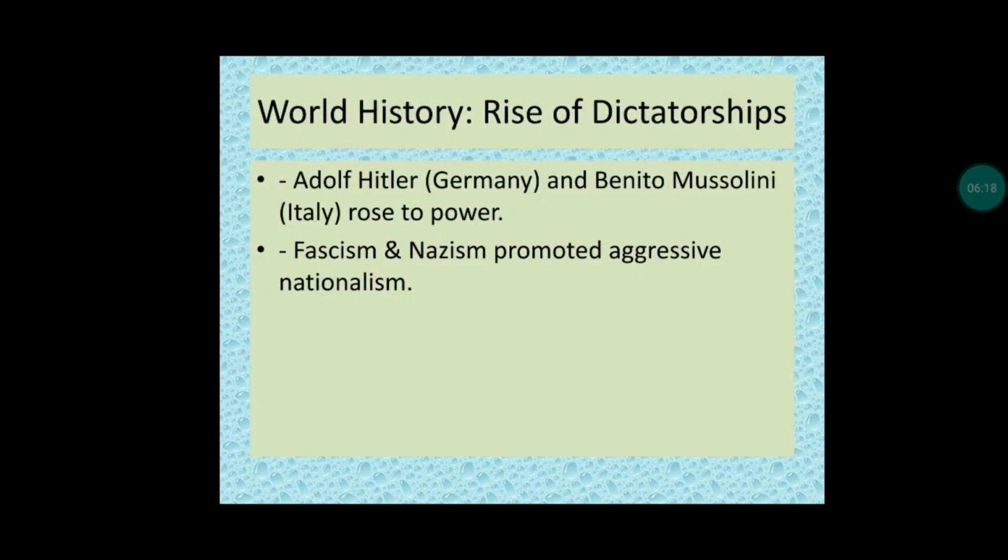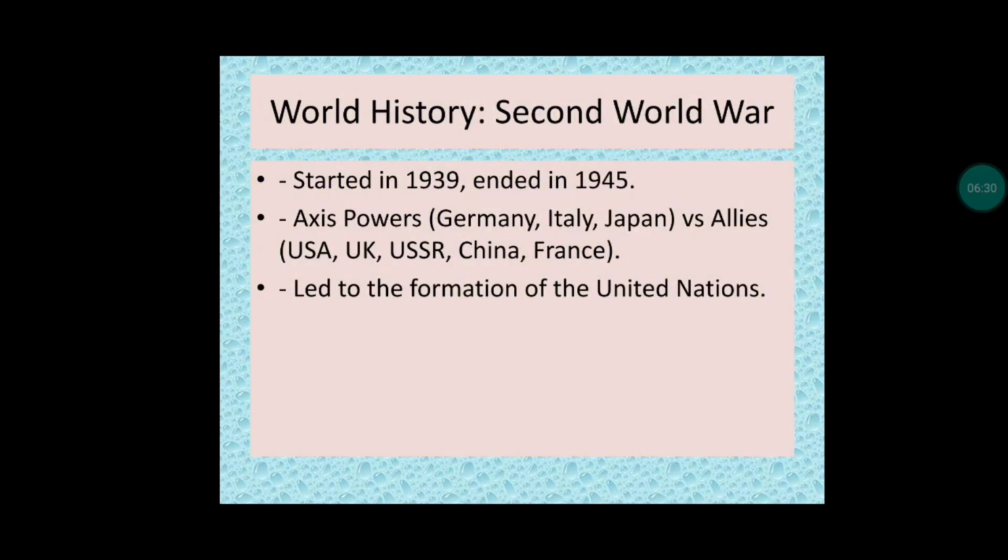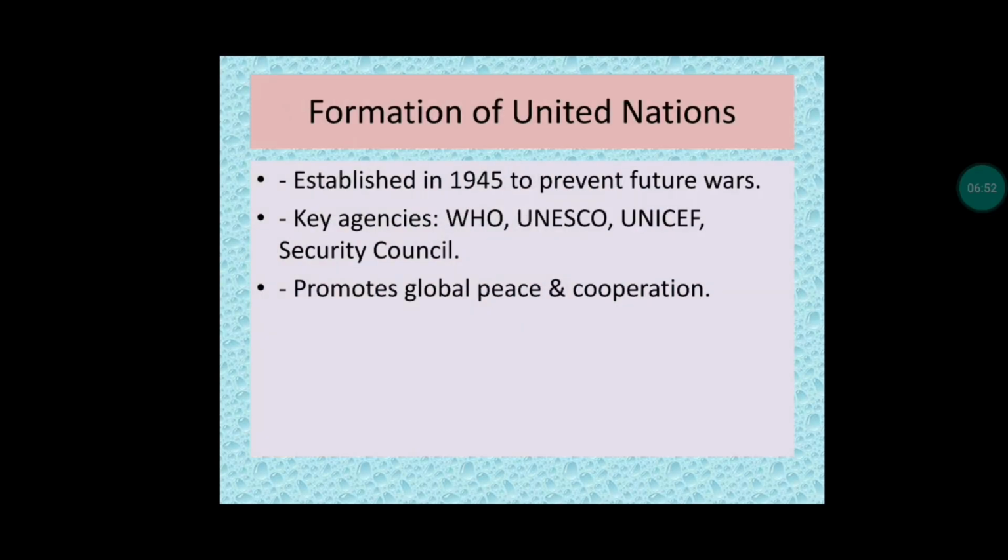World history: rise of dictatorships. Adolf Hitler, Germany, and Benito Mussolini, Italy, rose to power. Fascism and Nazism promoted aggressive nationalism. Second World War started in 1939, ended in 1945. Axis powers: Germany, Italy, Japan versus Allied powers: USA, UK, USSR, China, and France. This led to the formation of the United Nations.